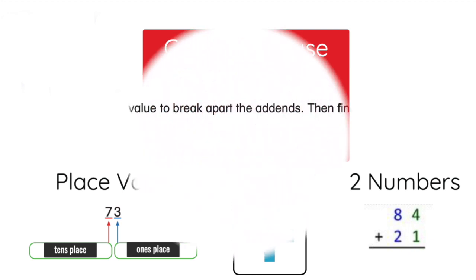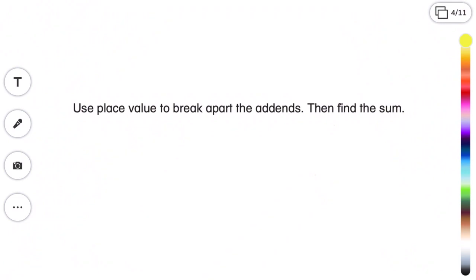Let's get started. The first thing we're going to do is look at our directions. It's always important to start with your directions so that you know exactly what you are supposed to do. Following directions is something on your report card for the entire year, so you need to make sure that you're doing that. Use place value to break apart the add-ins. Then find the sum.